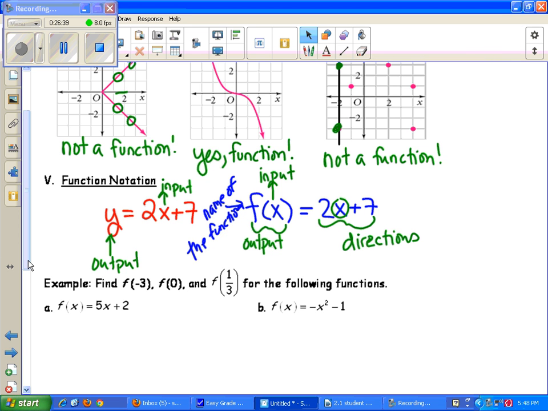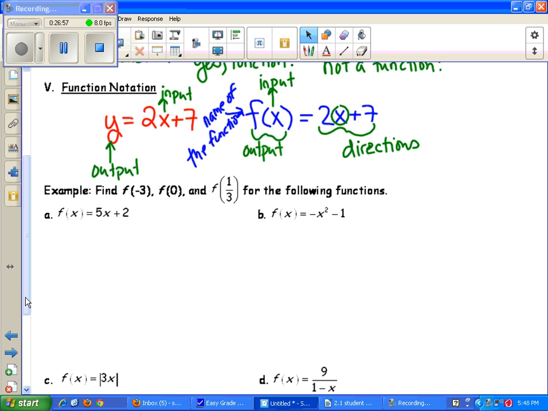So again, why do we use this function notation? Usually because as we get into upper level math, it's easier to tell, when I plug something into my equation, what equation I used. So for a certain x value, you get a certain y value. If we take a look at this first example, it says find f of -3, f of 0, f of 1/3 for the following functions.